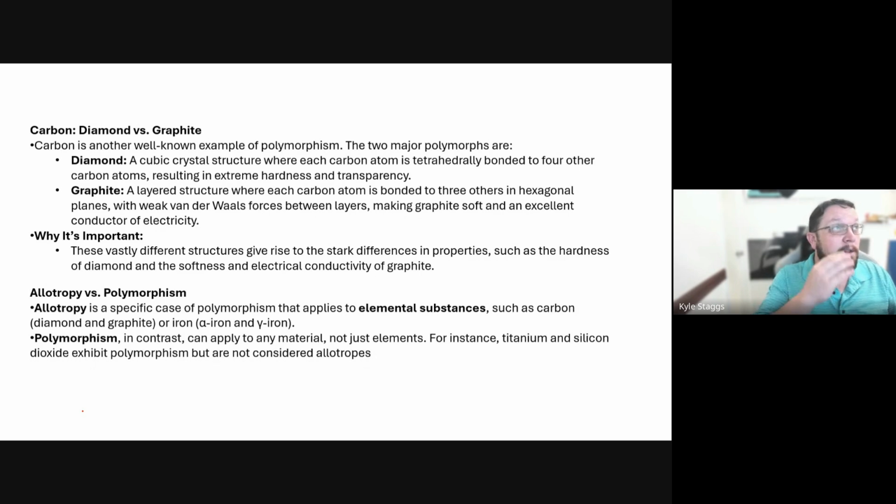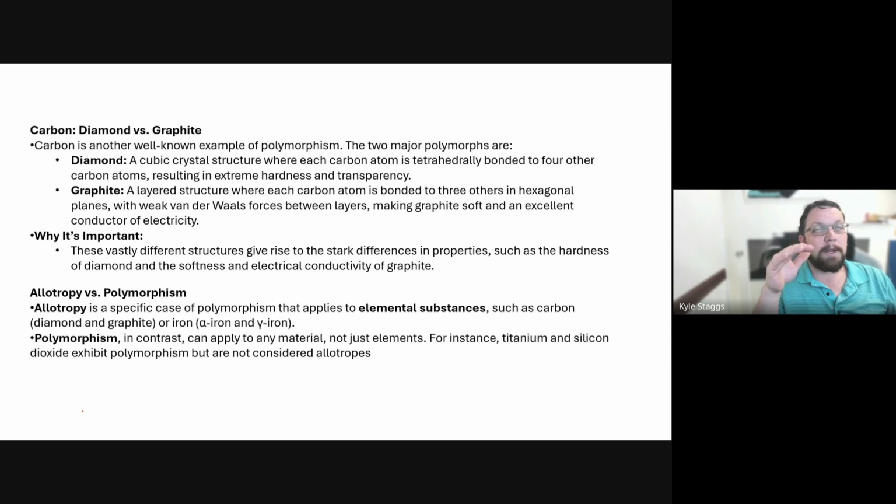Carbon and diamond is another good example, going back and forth. So the diamond has a cubic crystal structure that is tetrahedrally bonded to 4 other carbon atoms. So the hardness is very, very high and transparent. There's a transparency there.